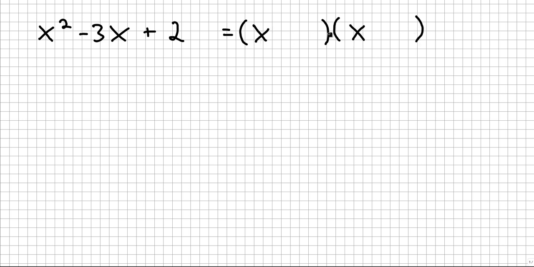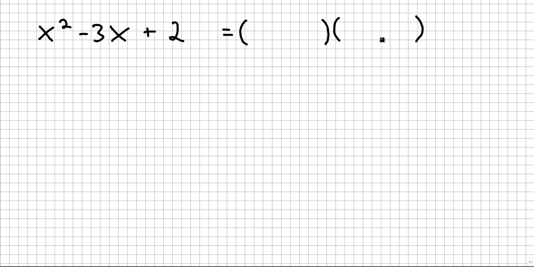Let's try to factorize some quadratic expressions. Let's have a look at this expression, x squared minus 3x plus 2. We want to write this as x and x here, and then plus or minus, we don't know, plus or minus, and some kind of number here.